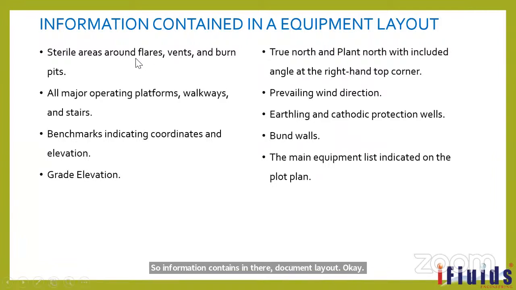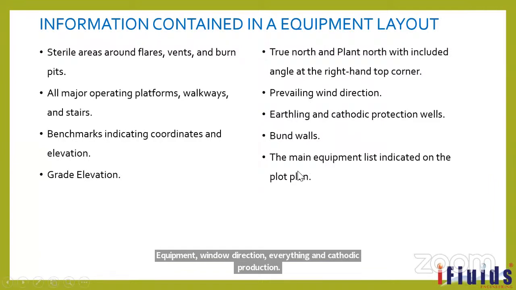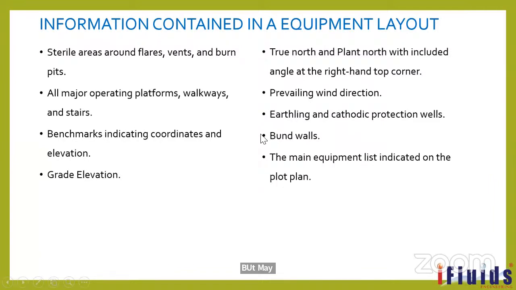What are all the sterile areas around flares, vents, burn pits, major operating platforms, walkways, stairs, everything will be available from the equipment layout. Like I said earlier, true north and plant north, same we can get from the equipment layout. Wind direction, earthing and cathodic protection, bund walls, main equipment. Main equipment listed on the plot plan. Not only main equipment, even small equipment will also be available from the equipment layout.